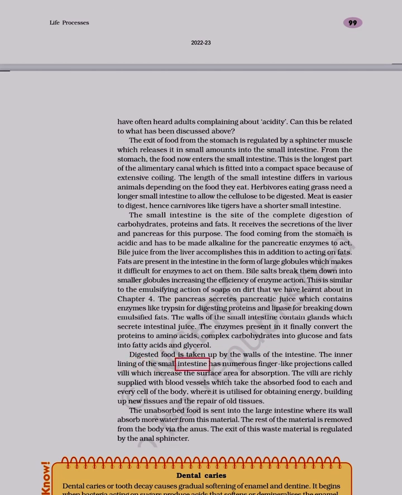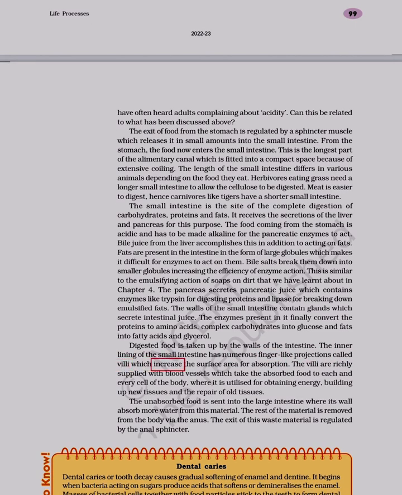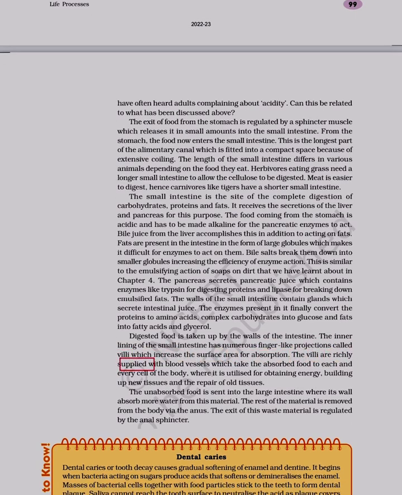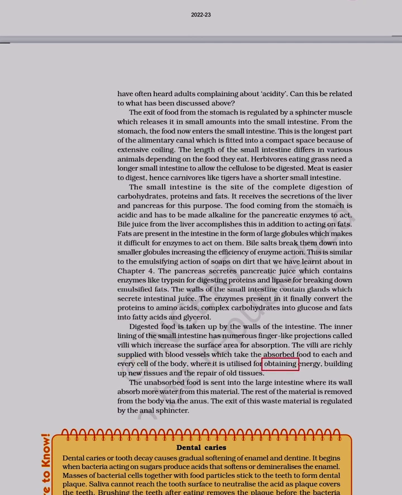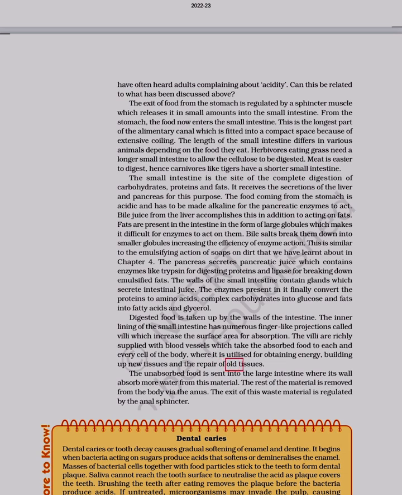The inner lining of the small intestine has numerous finger-like projections called villi, which increase the surface area for absorption. The villi are richly supplied with blood vessels which take the absorbed food to each and every cell of the body, where it is utilized for obtaining energy, building up new tissues and the repair of old tissues.